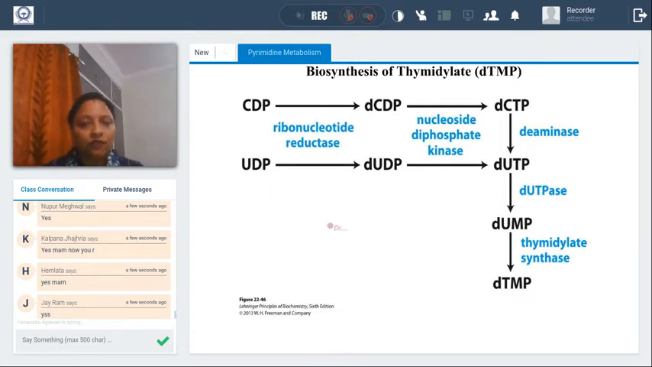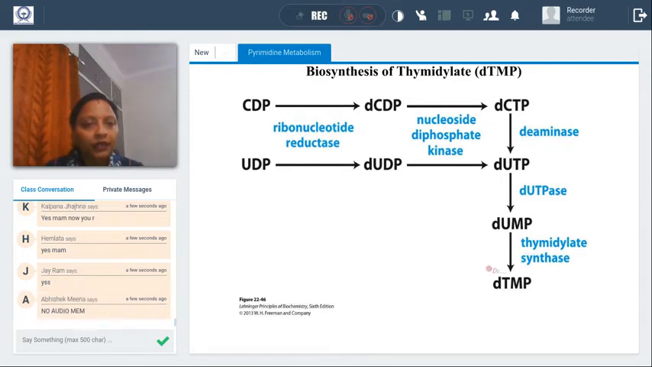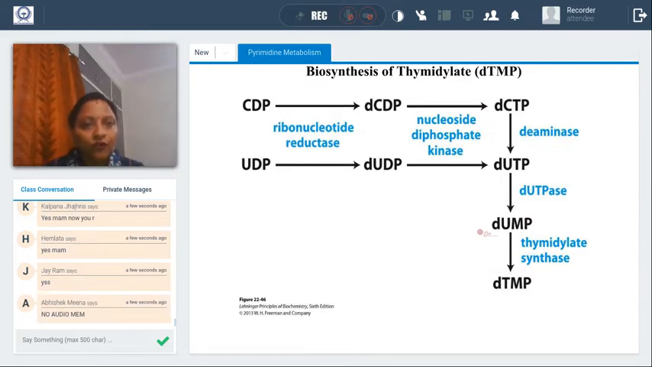It is also formed from UDP. From UDP we can get dUDP, then dUTP, then dUMP, and lastly we get dTMP by the thymidylate synthase enzyme. This is an important enzyme for getting dTMP. dTMP is important because it is present only in DNA. I think it is clear to all of you.